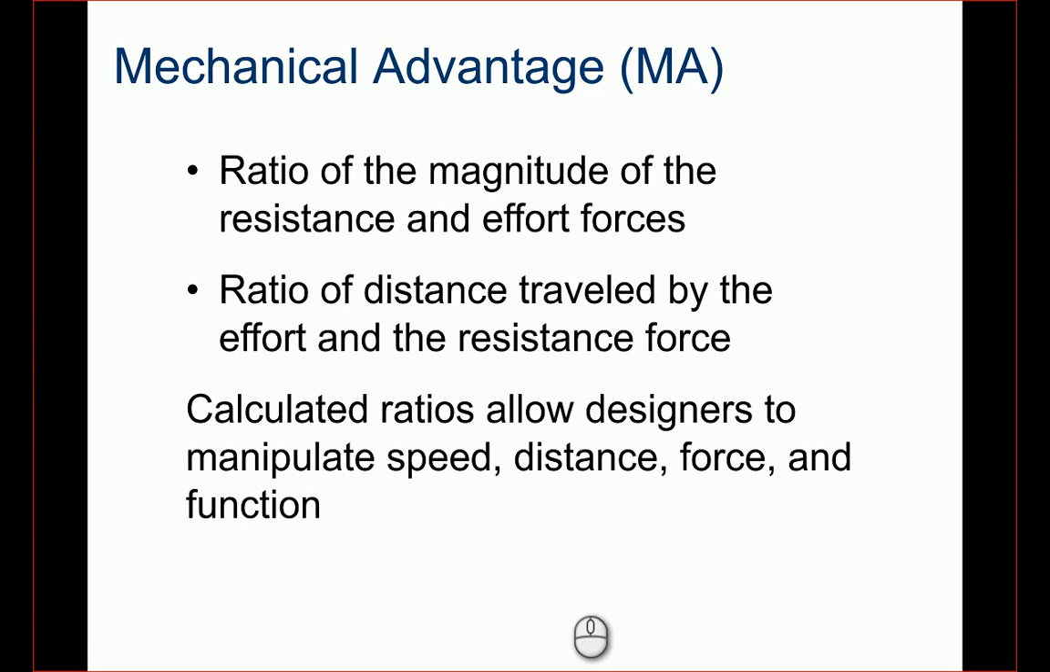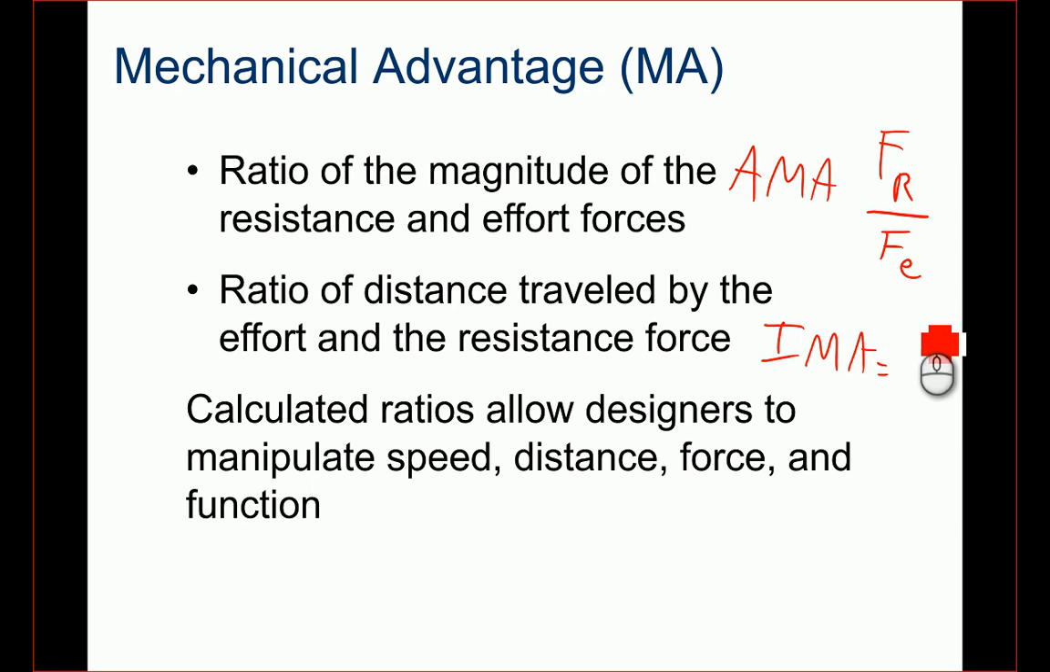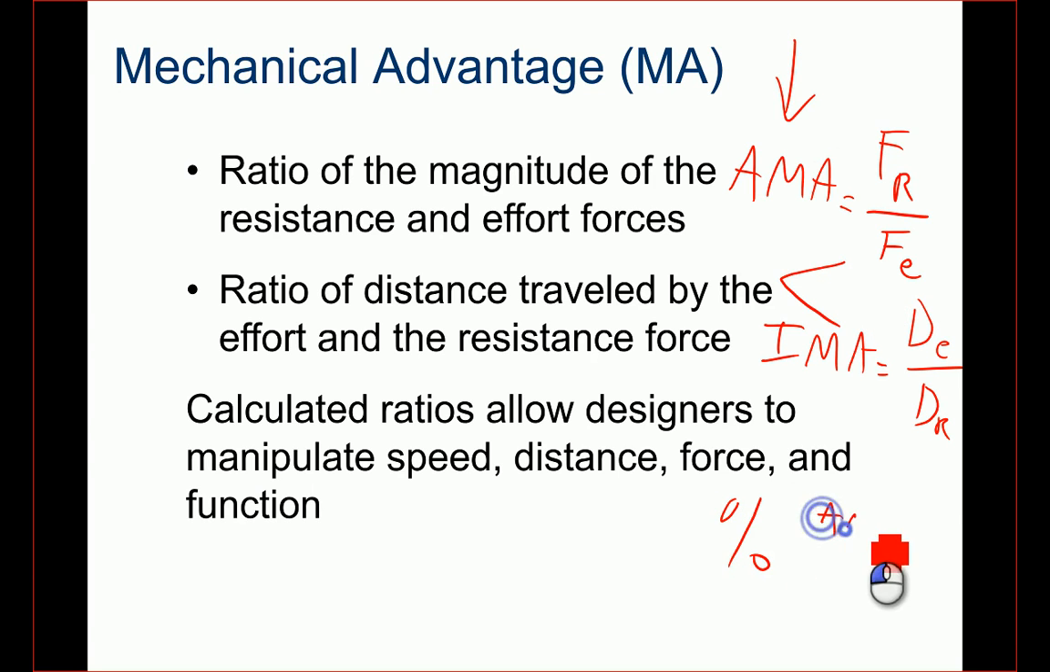Alright. There's also the ratio of distance traveled. This is an important one. Remember that AMA is FR over FE, and IMA is the reciprocal of that, DE over DR, the distance of the effort over the distance of the resistance. Because remember, either you're trading off forces for distance or distance for force. Now, just a refresher: the actual is always going to be less than the ideal. Always and forever. That will give us a percent efficiency by dividing AMA over IMA.